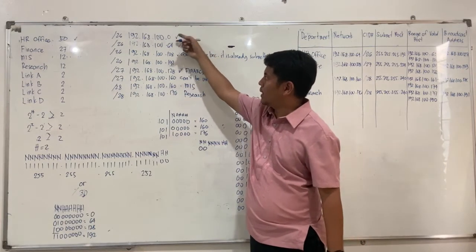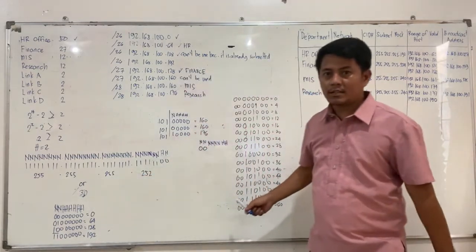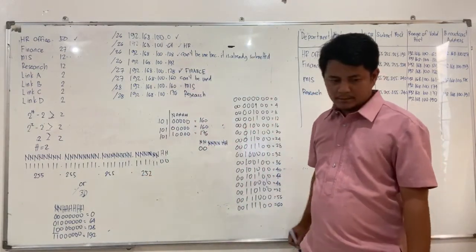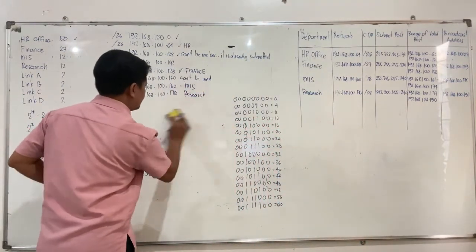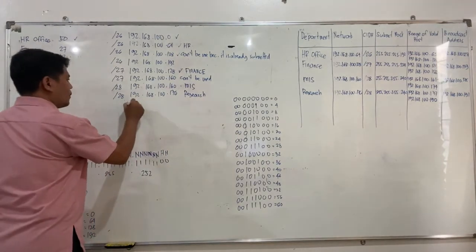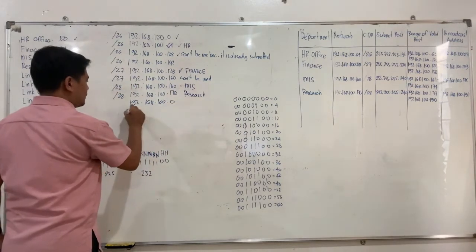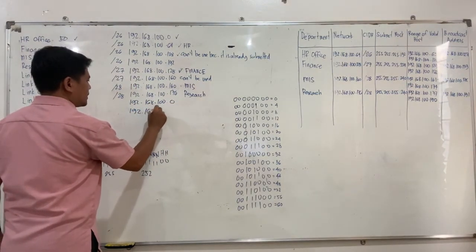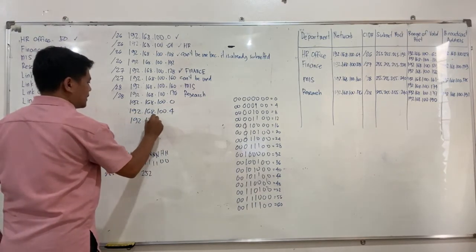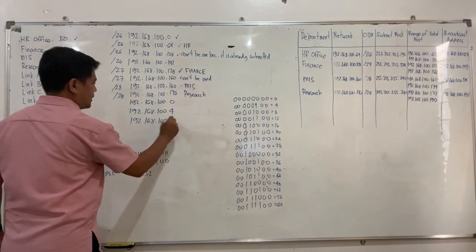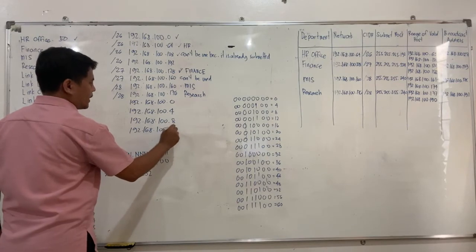Okay, 100.0, which is all /30 numbers. Okay, so we rewrite: 192.168.100.0, 192.168.100.4, 192.168.100.8, 192.168.100.12. Okay?